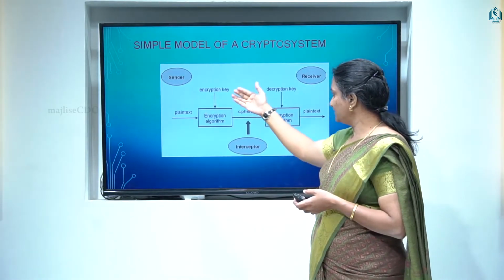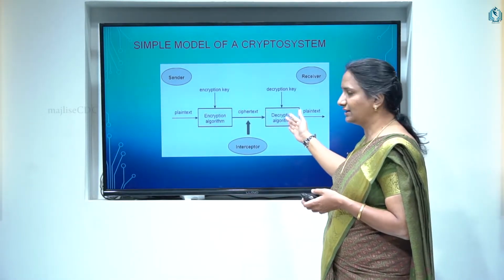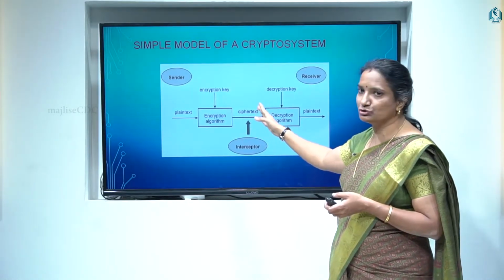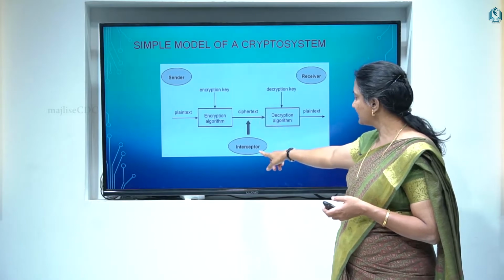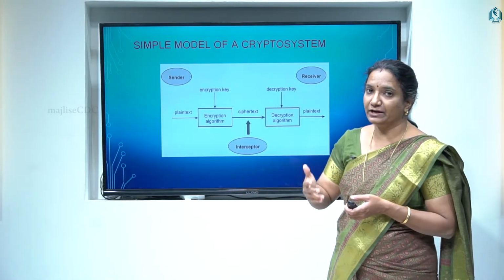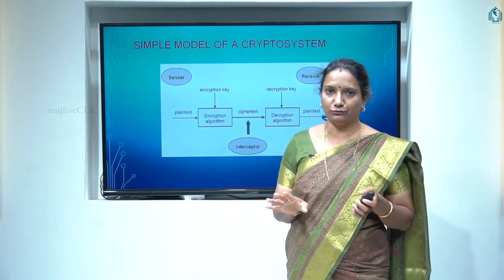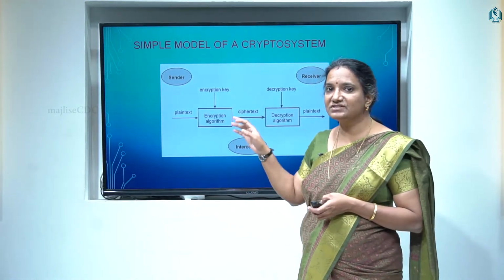So if a message is passed through this channel, that message is converted into unintelligible text called ciphertext. If it is captured by an interceptor or an intruder, the message cannot be read in that format. Okay, this is a simple model.